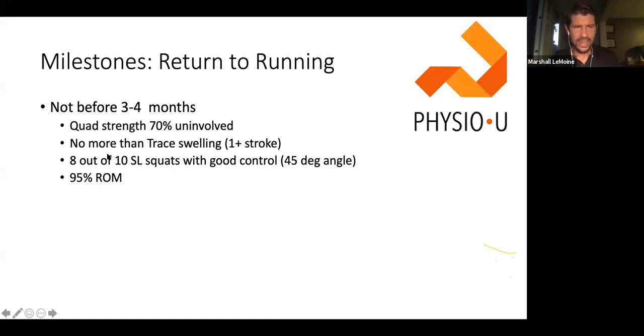Good. The 8 out of 10 single limb squats, it's because every time you land, you're going to go into like a mini single limb squat, right? So we want to make sure they have good control. We want to make sure their knee hasn't really swelled a lot, and we want their quad strength to be 70%. So that 70% is your handheld dynamometer, right? Or the electronic one. If you don't have one of those in the clinic, what would be another way that you can identify 70% strength compared to the other side?